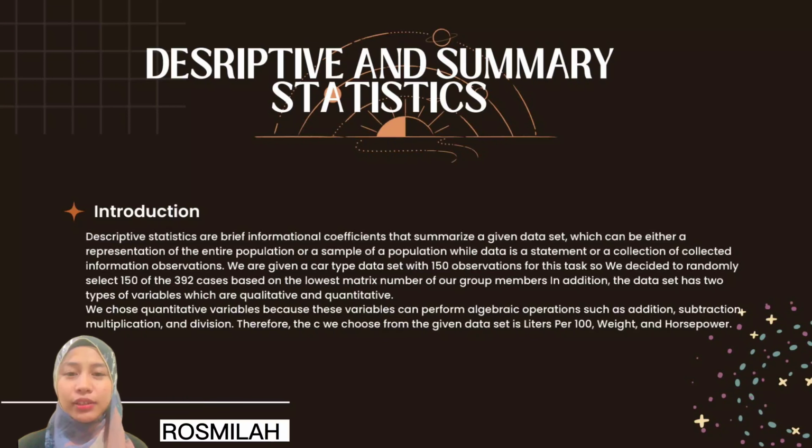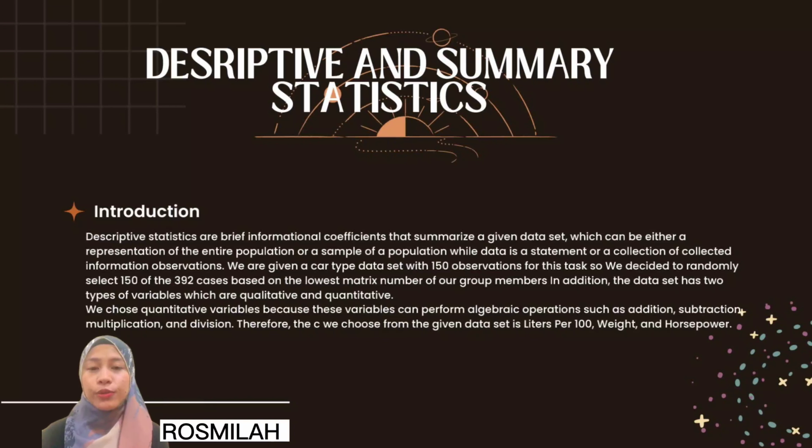We are given a car type data set with 150 observations for this task, so we decided to randomly select 150 of the 392 cases based on the lowest metric number of our group members. In addition, the data set has two types of variables, which are qualitative and quantitative. We choose quantitative variables because this variable can perform algebra operations such as addition, subtraction, multiplication, and division.